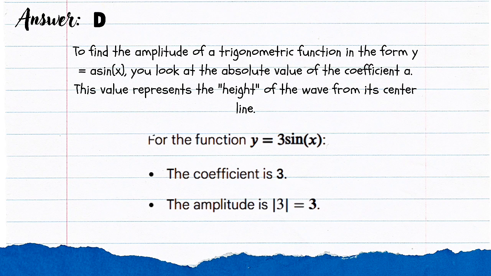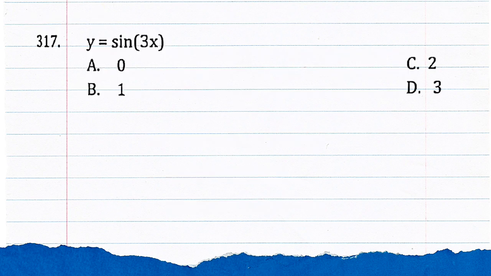To find the amplitude of a trigonometric function in the form y equals a sine x, you look at the absolute value of the coefficient a. This value represents the height of the wave from its center line. And for the function y equals 3 sine x, the coefficient is 3, the amplitude is the absolute value of 3, so the answer is 3.